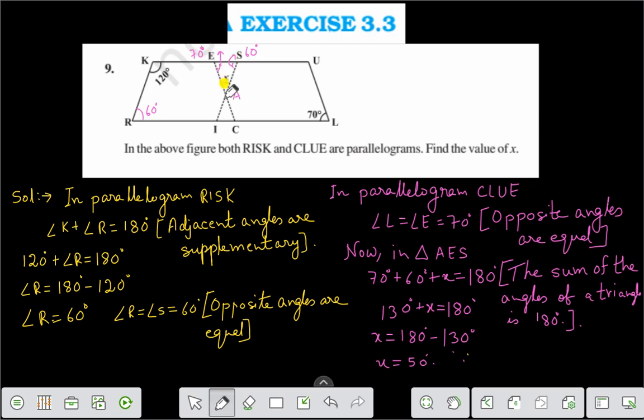Right? Now in this triangle AES, 70 degrees plus 60 degrees plus angle x is equal to 180 degrees, because the sum of the angles of a triangle is 180 degrees. 70 plus 60, that is 130 degrees, plus x is equal to 180 degrees, or x is equal to 180 minus 130 degrees, that is 50 degrees. Therefore, the value of x is equal to 50 degrees.